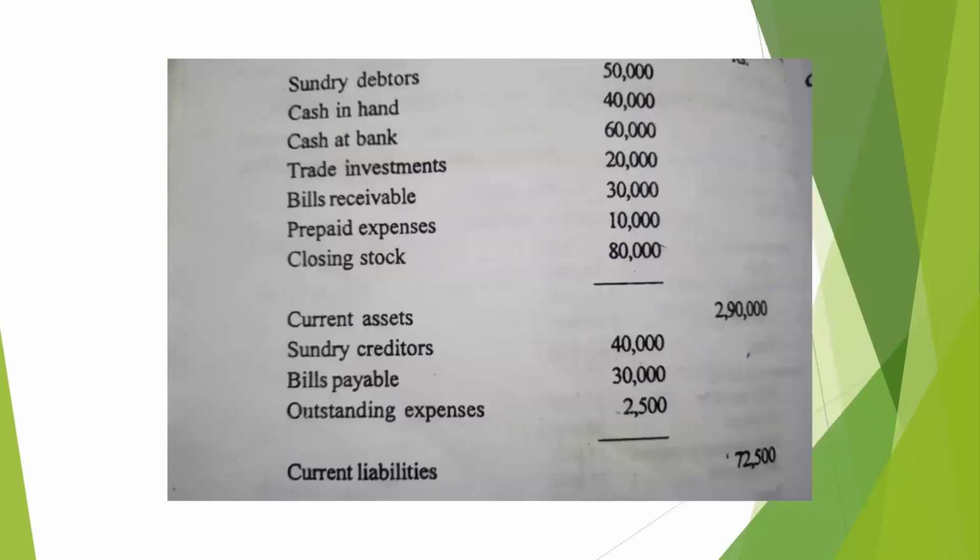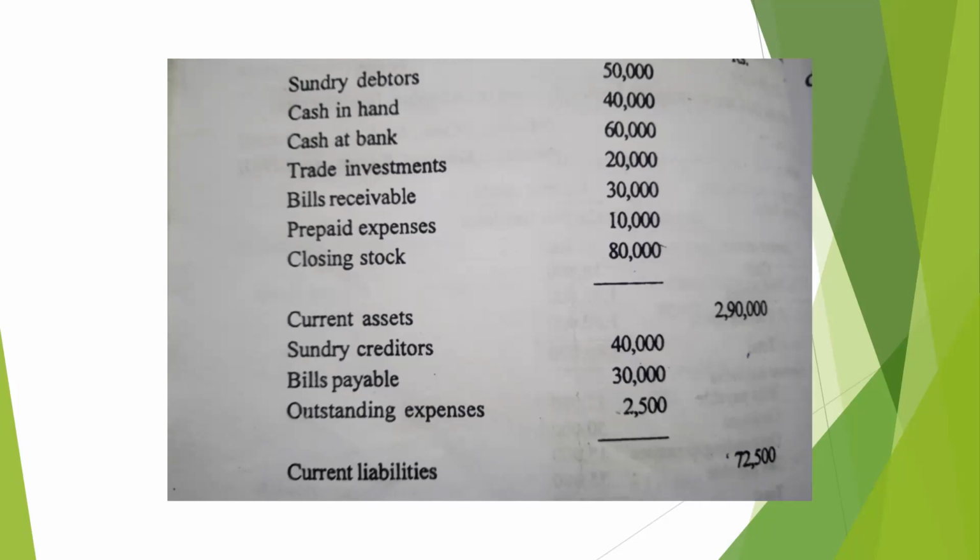Next, second sum is, here the list of current assets are given and a list of current liabilities also given. So sundry debtors, cash in hand, cash at bank, trade investment, bills receivable, prepaid expenses, closing stock, all are under the current assets. Then next, sundry creditors, bills payable, outstanding expenses, all are under the current liabilities. The sum itself, current assets and current liabilities are given.